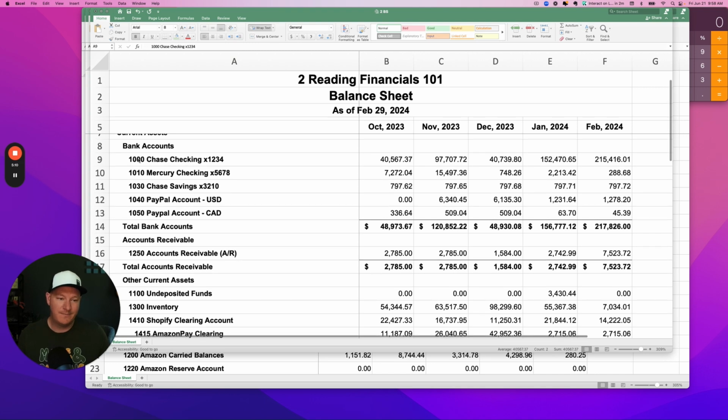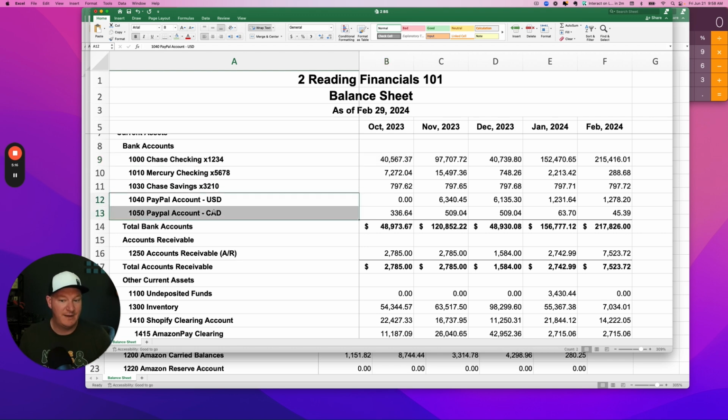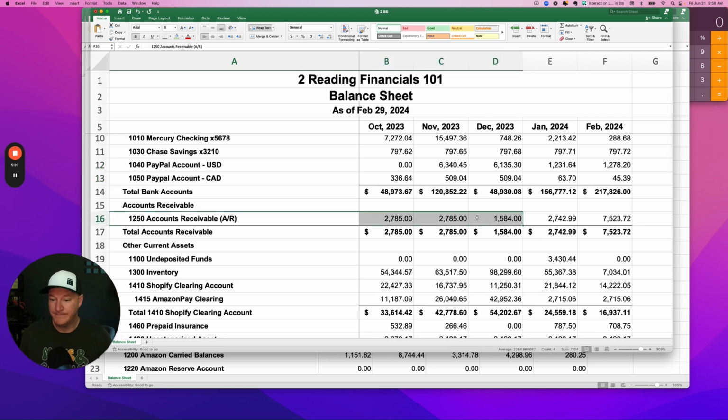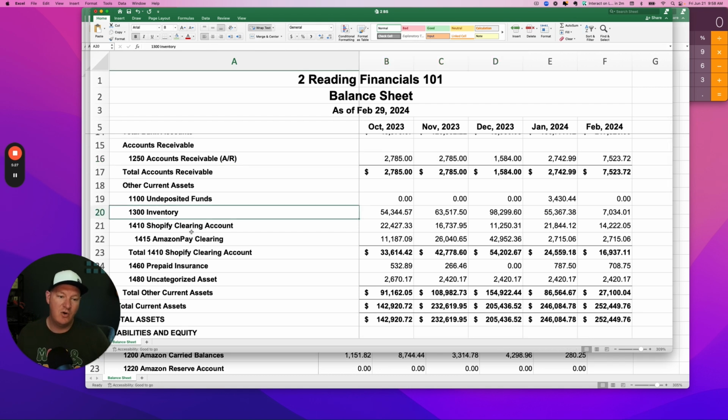You can see, again, we've got some cash. We've got some other cash accounts. We've got our PayPal. We've got a different account for the PayPal for the Canadian currency. We've got some small accounts receivable. And then we have our inventory and we have our clearing account. So clearing account is kind of code for accounts receivable, but for an e-commerce channel.